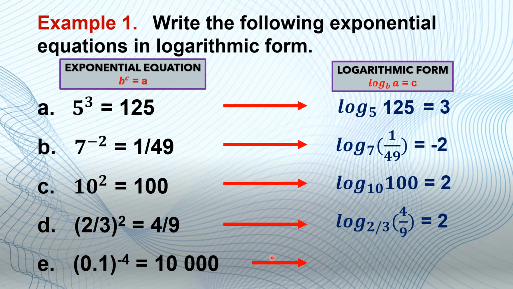Next, the last. Our base is 0.1. So our base in the logarithm is 0.1. And our exponent in the exponential equation is always the answer in logarithmic form. So we have here negative 4. And the answer in the exponential equation is always the number in the logarithm in the logarithmic form. So it is written beside the logarithm. So we have log of 10,000 with base 0.1 is equal to negative 4.